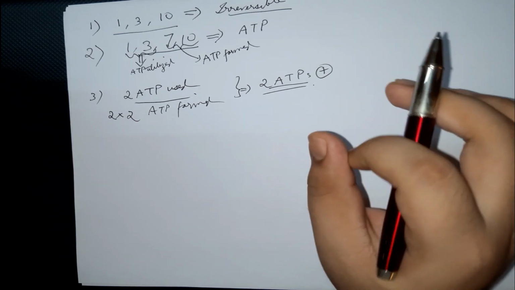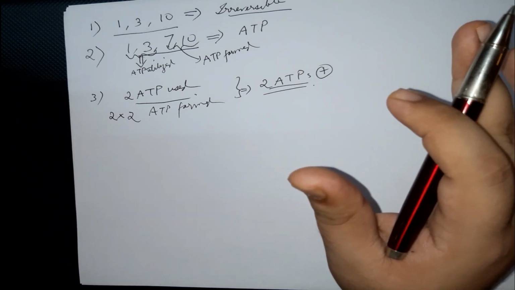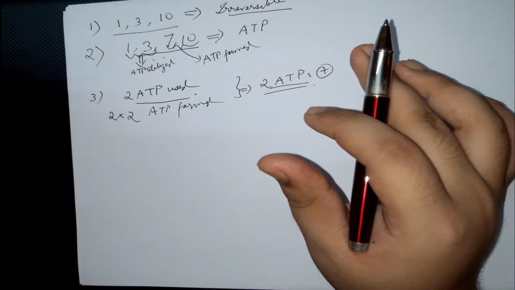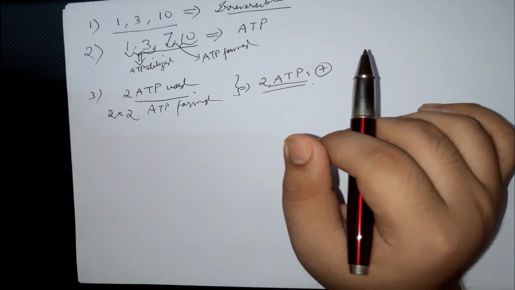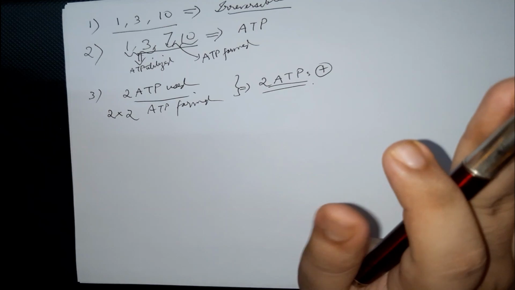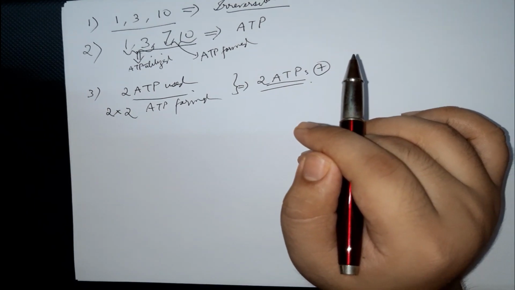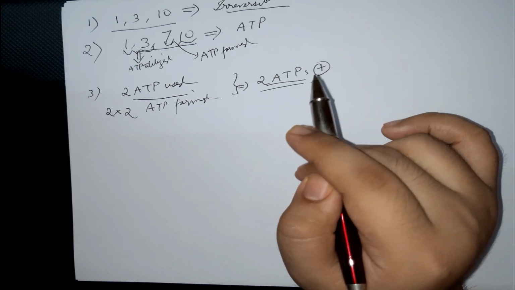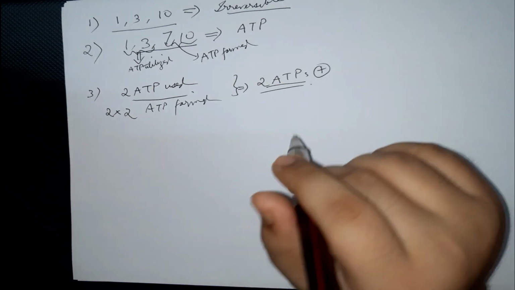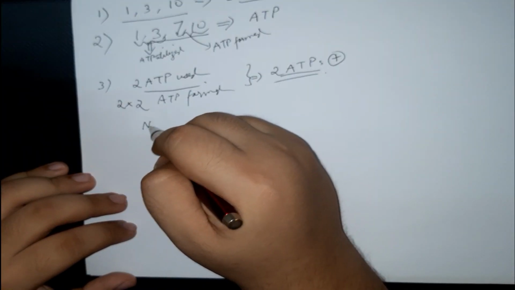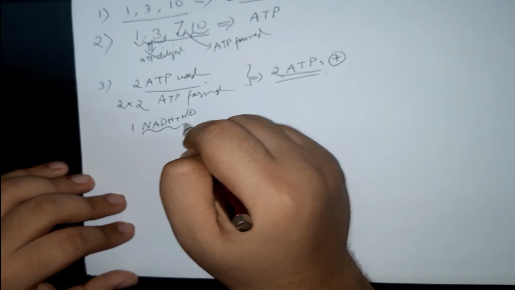And this is the story of anaerobic glycolysis. The glycolysis which is followed by the lactate formation. Anaerobic cases. 2 ATPs done, nothing else. But in aerobic cases, something else also needs to be taken care of. I had said that 1 NAD plus to NADH plus H plus is also being formed. So 1 NADH plus H plus is formed.